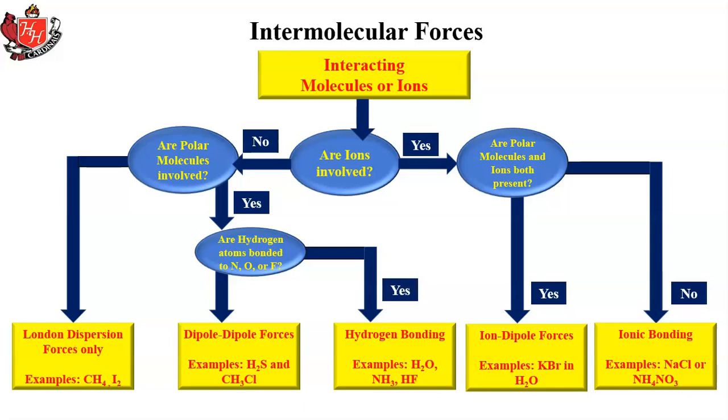So examples of that would be H2O, where hydrogen is bonded to oxygen, NH3 ammonia, where hydrogen is bonded to nitrogen, or HF, hydrofluoric acid, where hydrogen is bonded to fluorine. In those three cases, you have a hydrogen bond. What if the answer to that is no? We do have polar molecules, but you don't have a hydrogen atom bonded to nitrogen, oxygen, or fluorine.